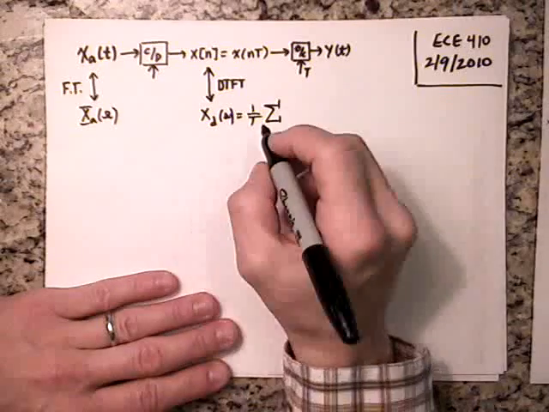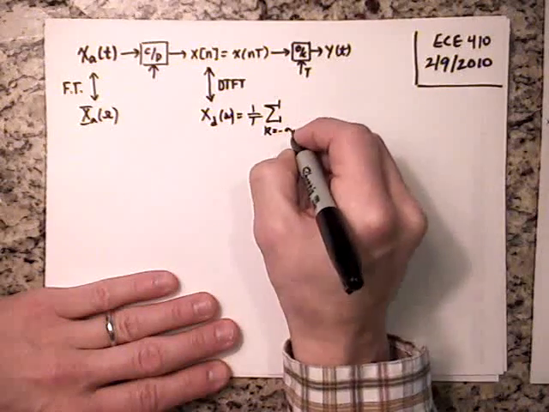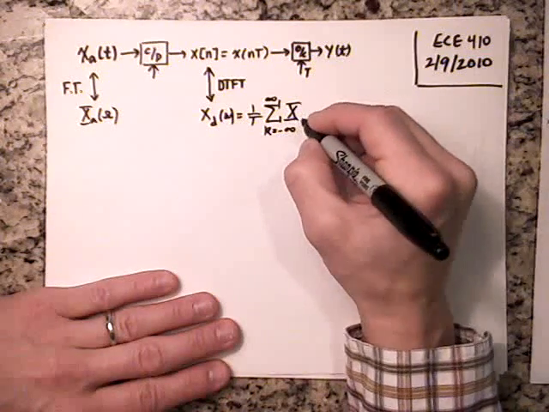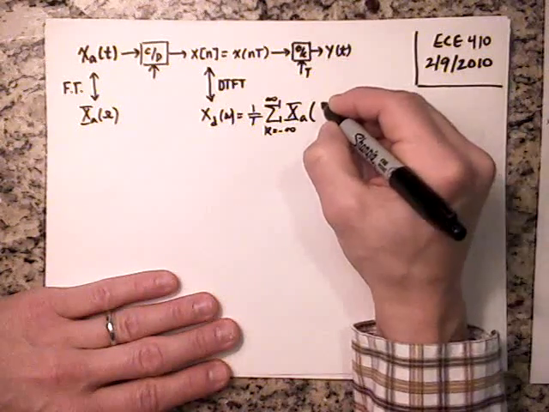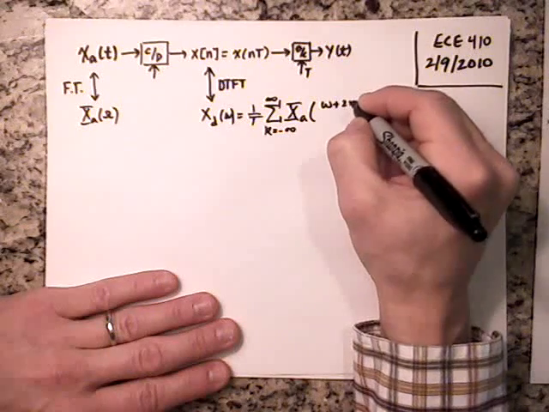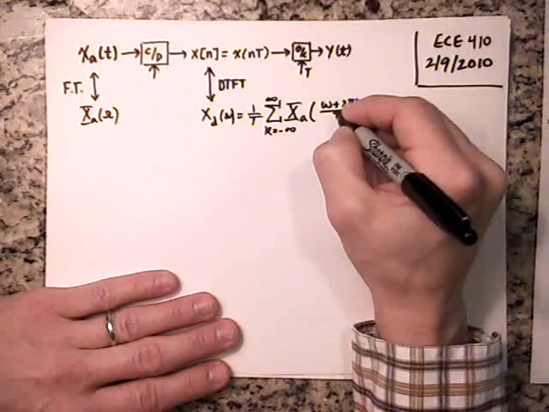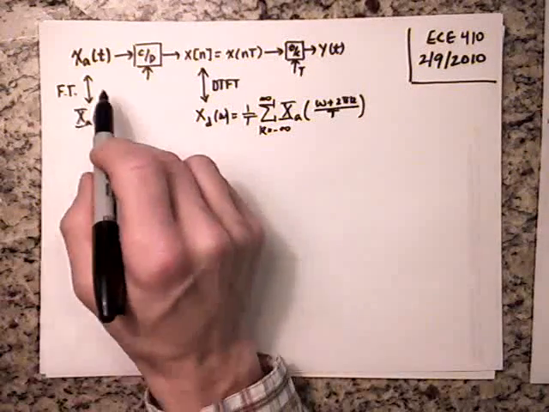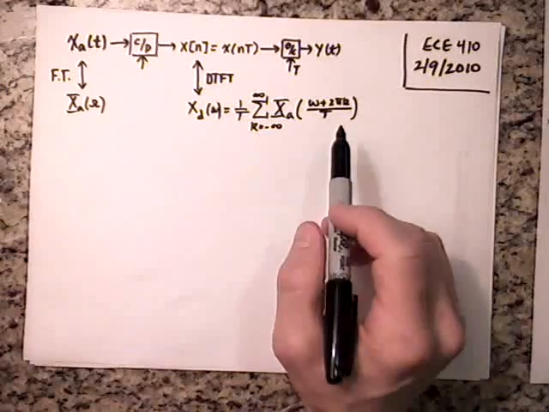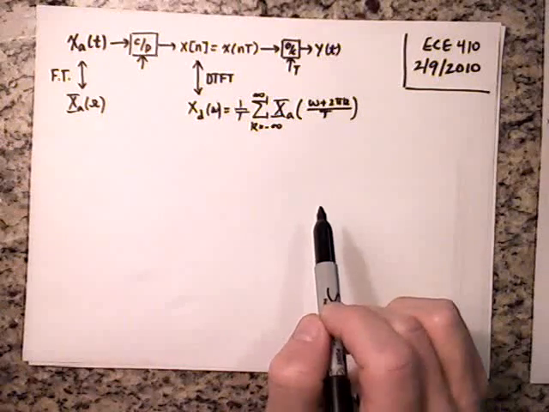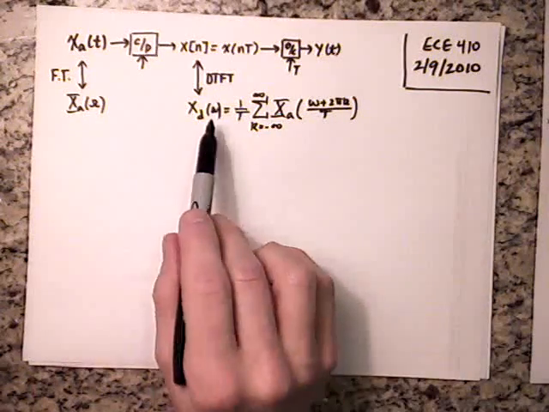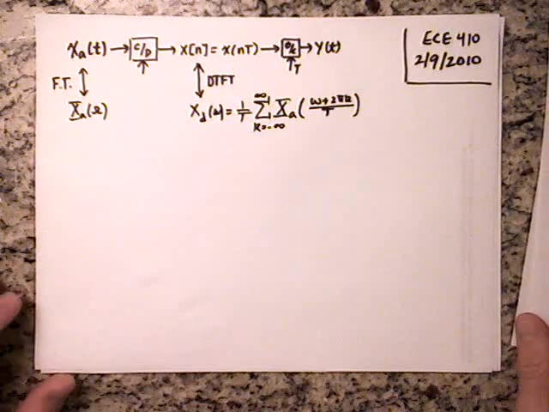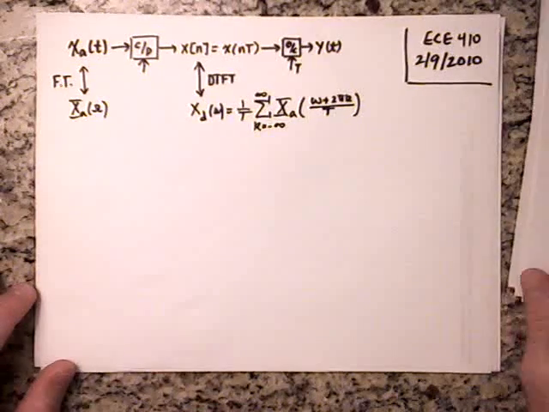It's a scaled version of a periodic replication of the analog Fourier transform, stretched in frequency so that the spectrum of x of t becomes a periodic function with period 2 pi in discrete time frequency little omega. So now we're going to show this a couple of ways.